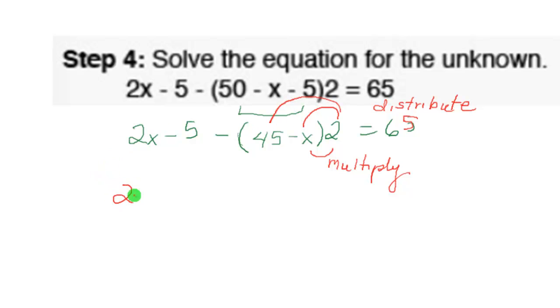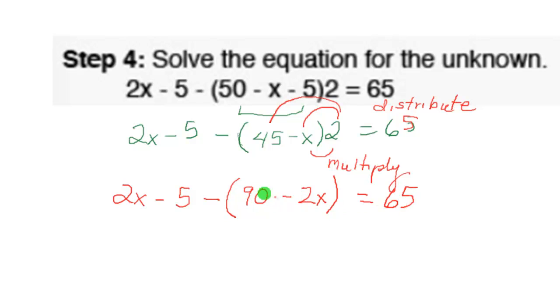So we're going to have 2x minus 5. There's this subtraction sign. We're going to have to do something with that in a minute. So I'm actually going to leave the parentheses from right here because of that subtraction. And then I'm going to multiply that 2 throughout. So 2 times 45 is 90. And then 2 times negative x is negative 2x. Okay, so that's what we got so far.